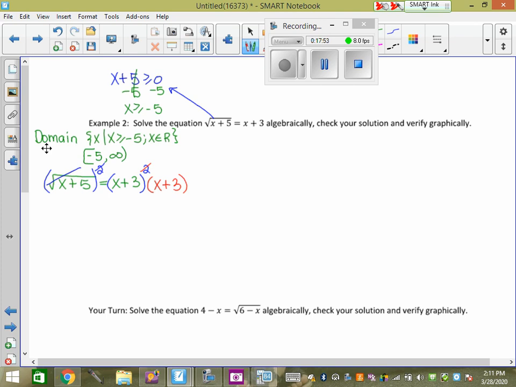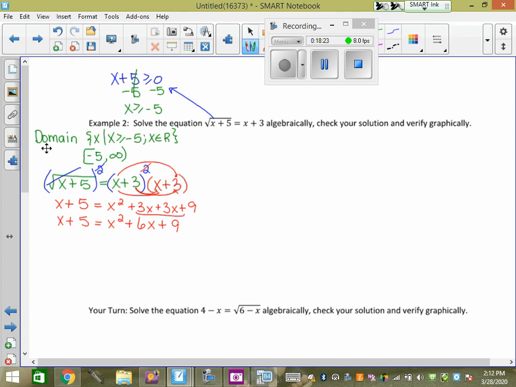So the squared cancels off the square root. I'm left with x plus 5 equals x squared first, outer or outside plus 3x, inside plus 3x, last 3 times 3, 9. And I get x plus 5 equals x squared plus 6x plus 9. I just collected this 3x and 3x.